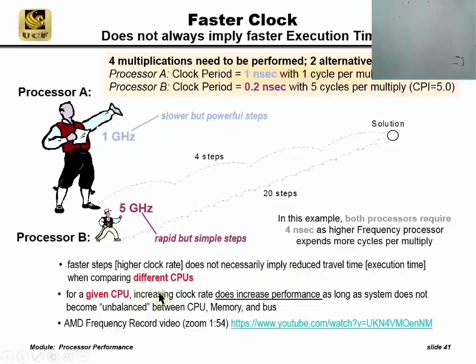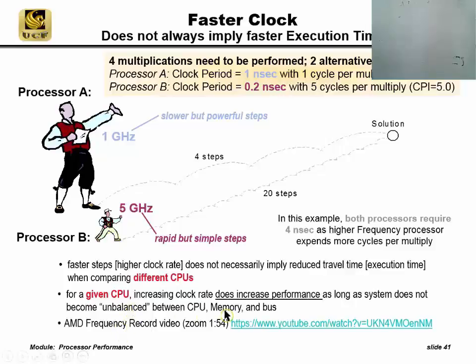So for a given CPU, as I mentioned, different clock rates do not necessarily imply it's faster. If the instruction set architecture is the same, you're in pretty good shape. But if these are different instruction set architectures, where one's more powerful than the other, you have to look at the product of these two using the CPU performance equation.